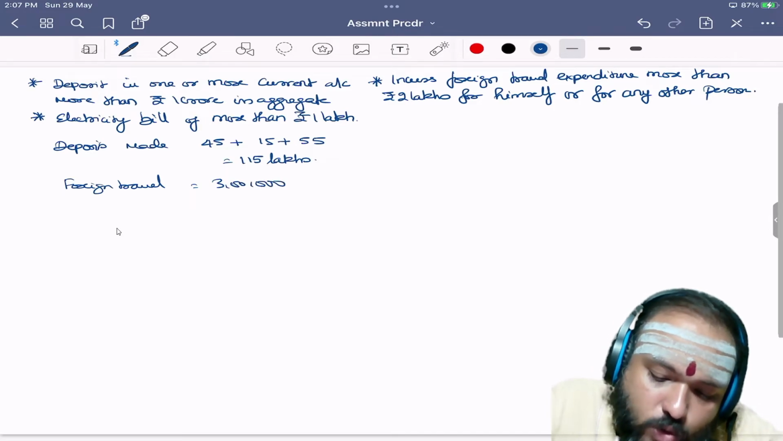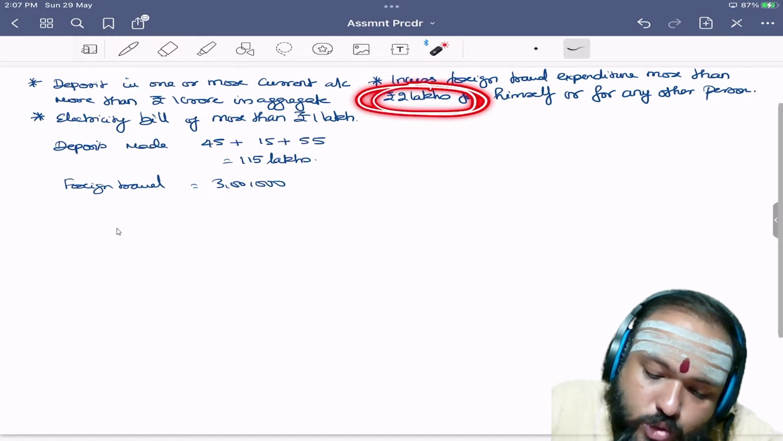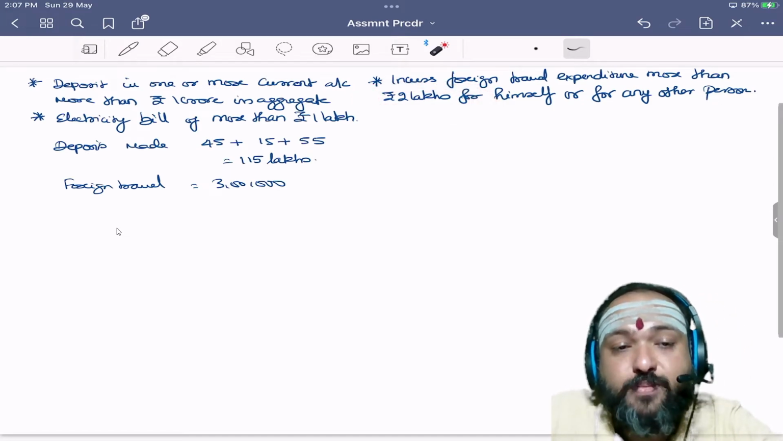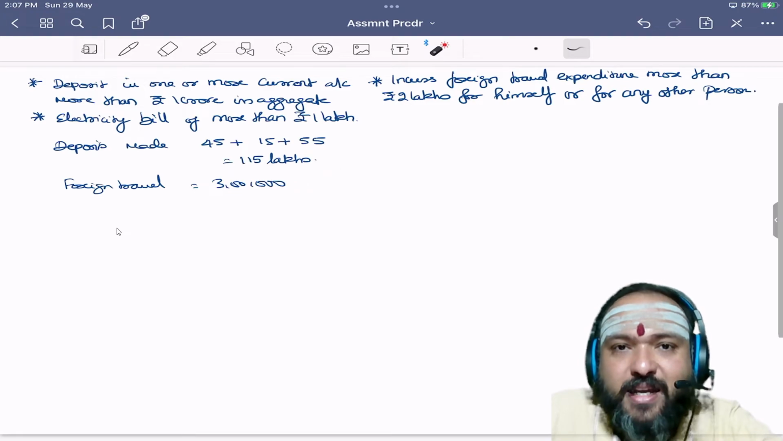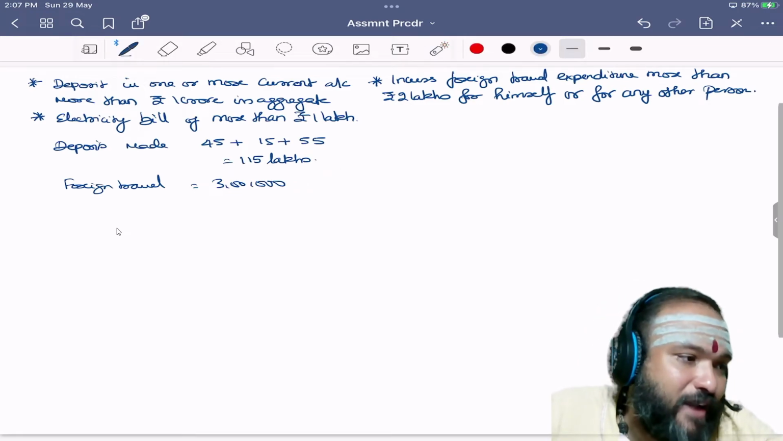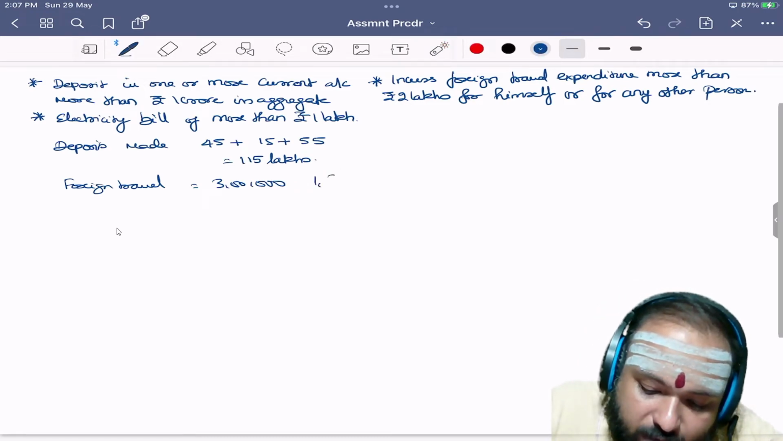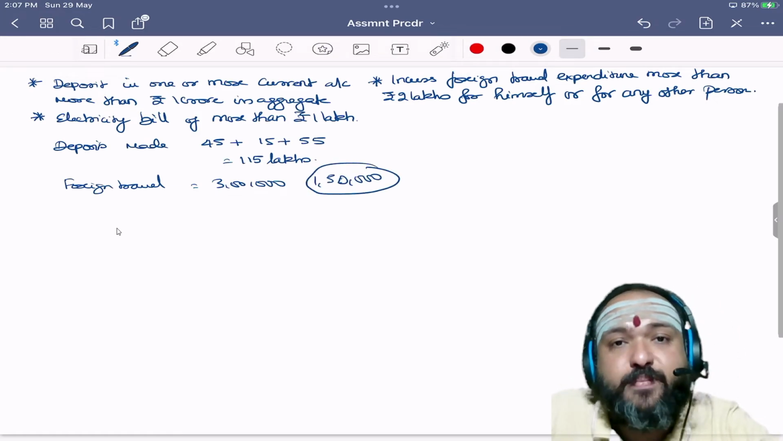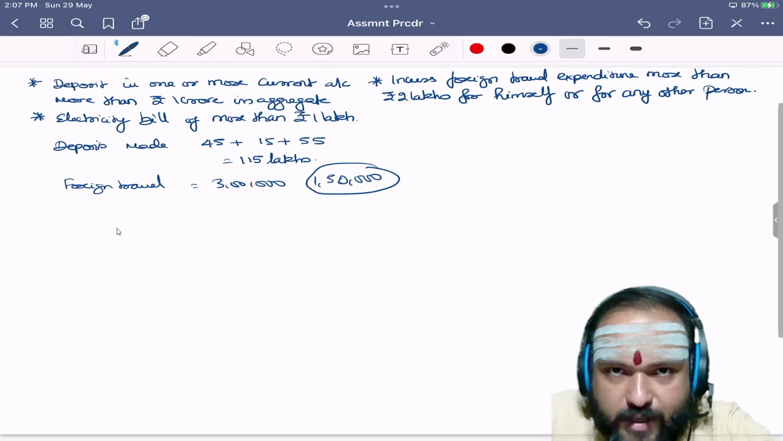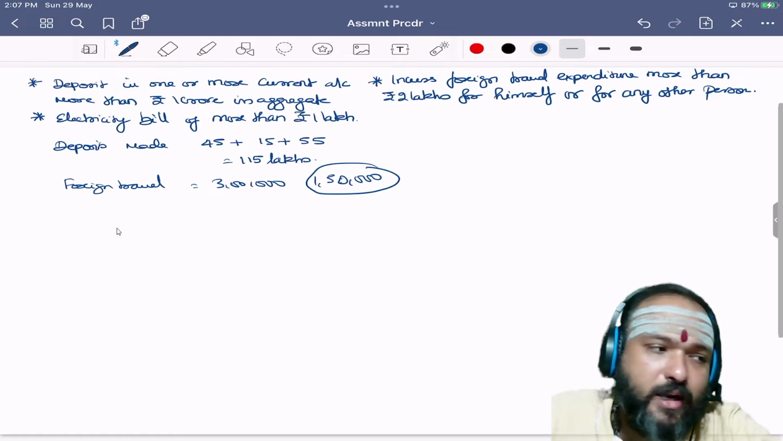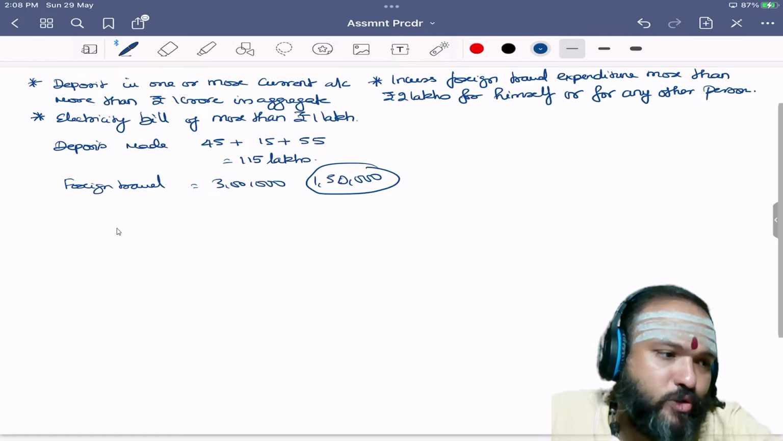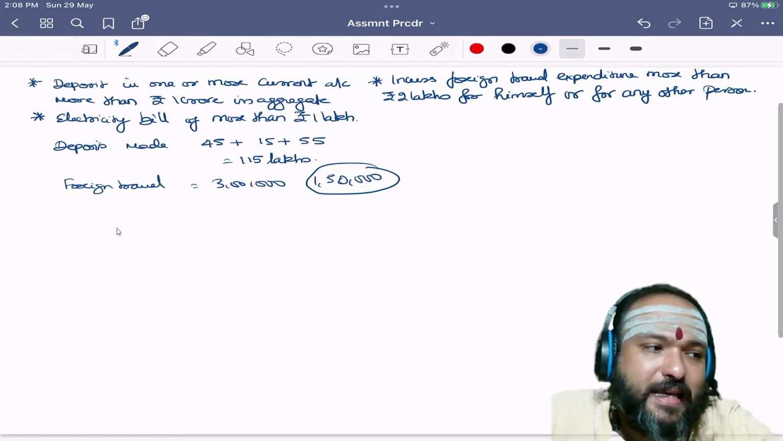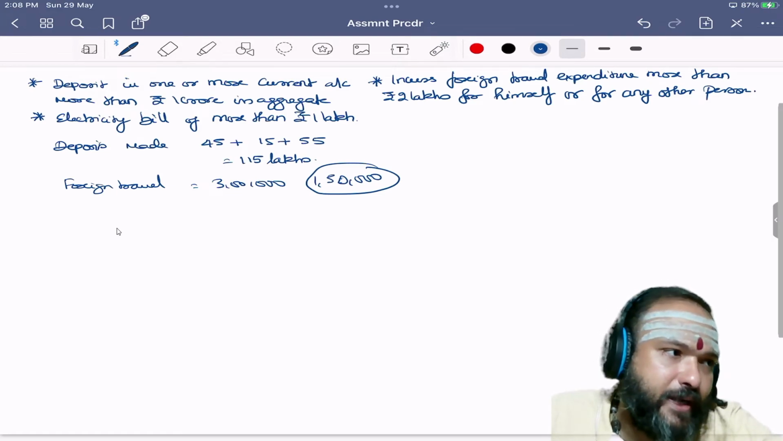What is the threshold given? What is the threshold that is given here? Foreign travel threshold is 2 lakhs. You can spend only up to 2 lakhs, but he has ended up spending 3 lakhs. So, despite the fact that his total income is 1.5 lakhs, he will still be mandated to file the return of income. Is it clear? He will still be mandated to file the return of income. So, whether return filing is mandatory? Yes, return filing is mandatory.